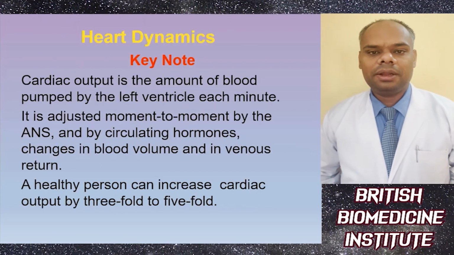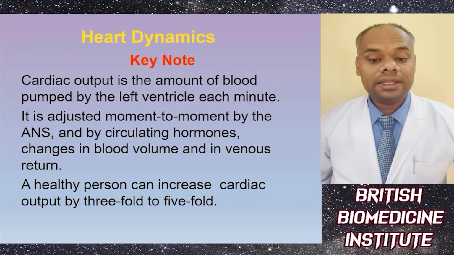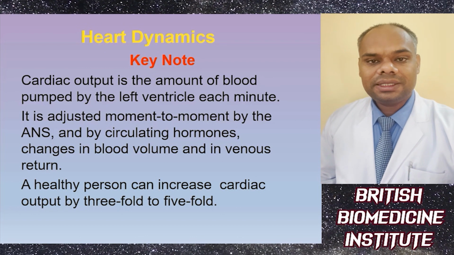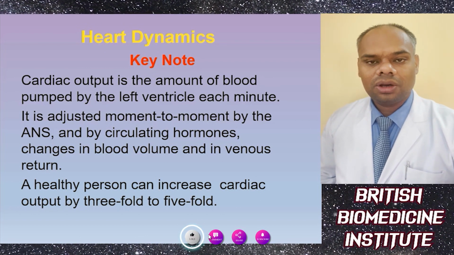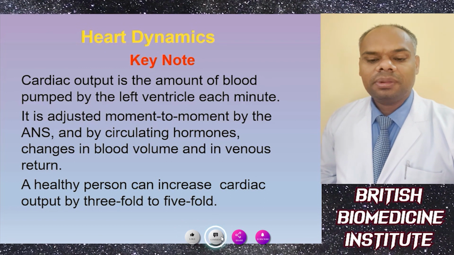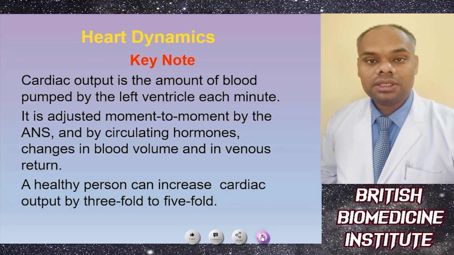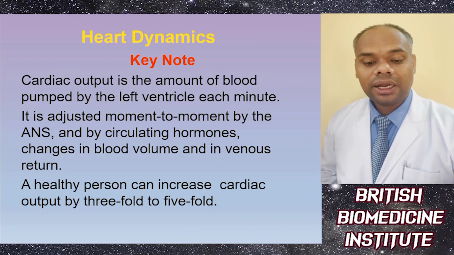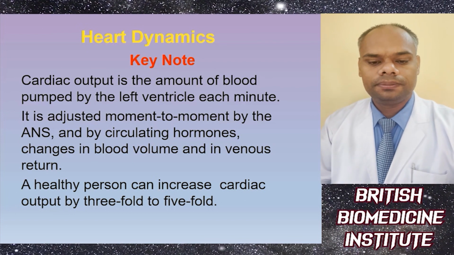So, heart dynamics. Cardiac output is the amount of blood pumped by the left ventricle every minute. It is adjusted moment to moment by the ANS, the autonomic nervous system, and by circulating hormones, changes in blood volume and in venous return. A healthy person can increase cardiac output by 3 to 5 fold.